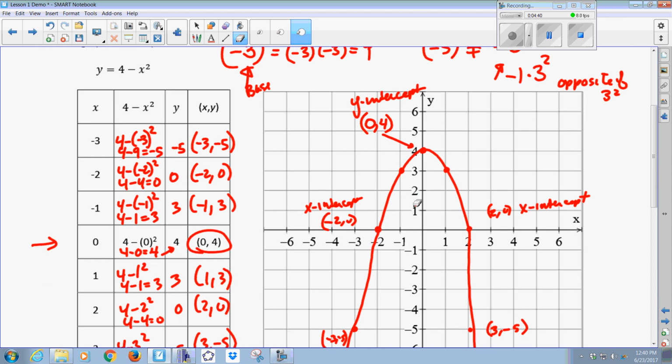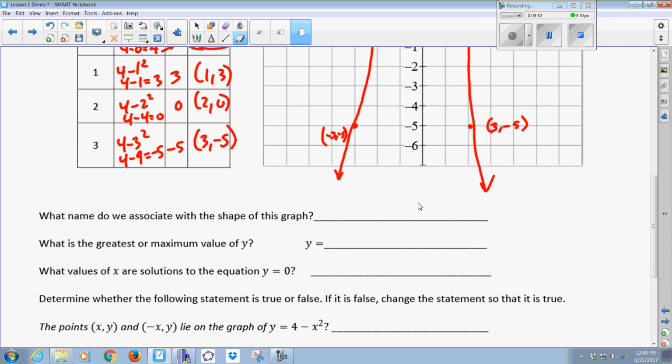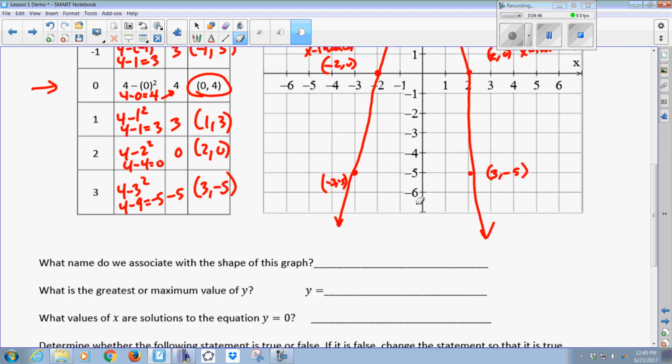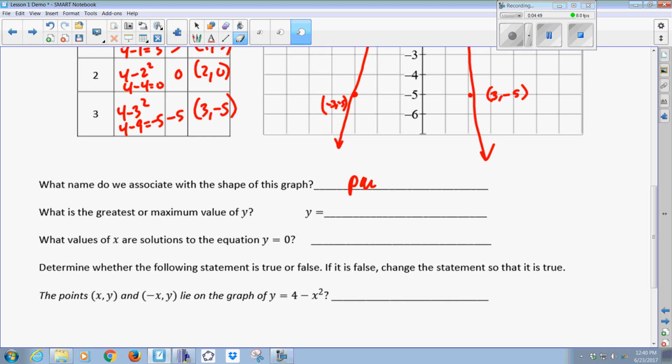All right, just a little technicality here. So what name do we associate with the shape of this graph? Parabola. What is the greatest and maximum value of y?